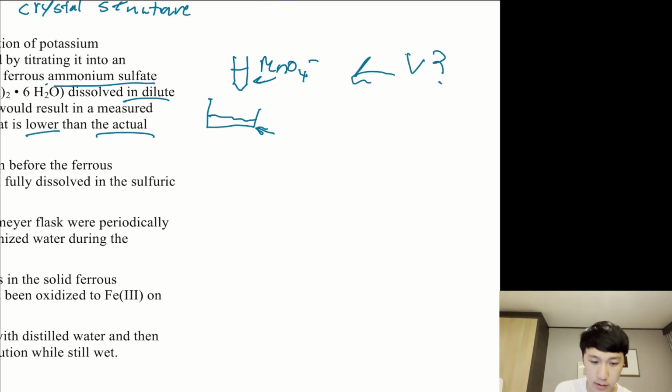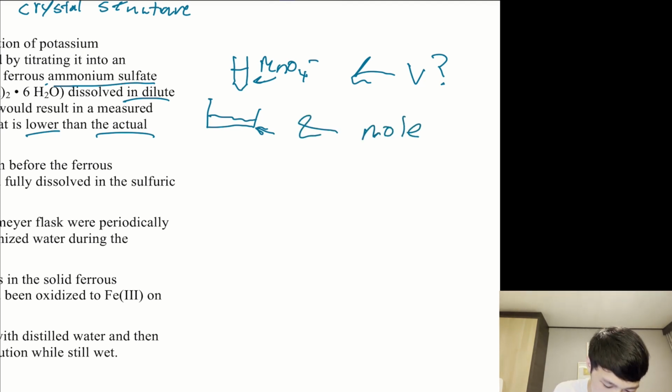we need. Oh, that's a very bad question mark. Let me try that again. How much volume we need to titrate into this known amount of moles. We know how many moles of this salt are in here based on the mass.